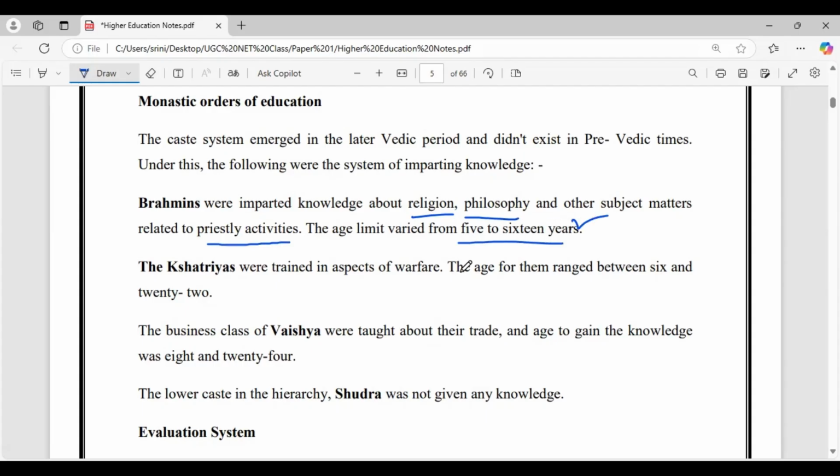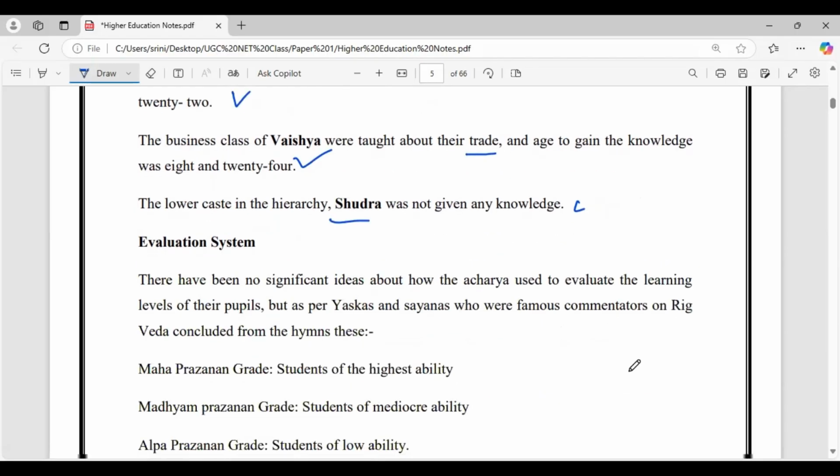The Kshatriyas were trained in aspects of warfare. The age for them ranged between 6 and 22. The business class, Vaishya, were taught about trade, and the age to gain the knowledge was 8 to 24. The lower caste in the hierarchy, Shudra, was not given any knowledge.